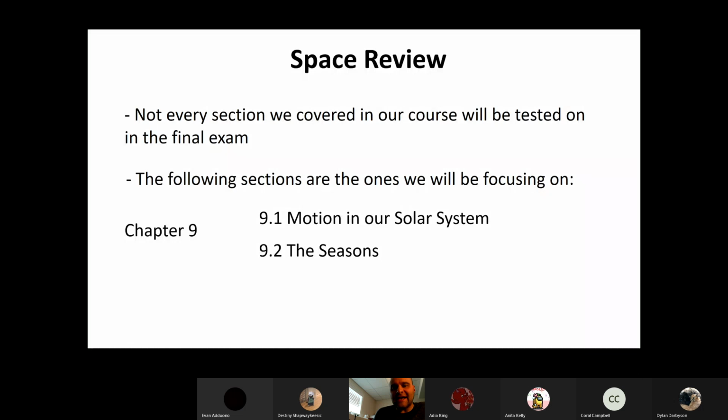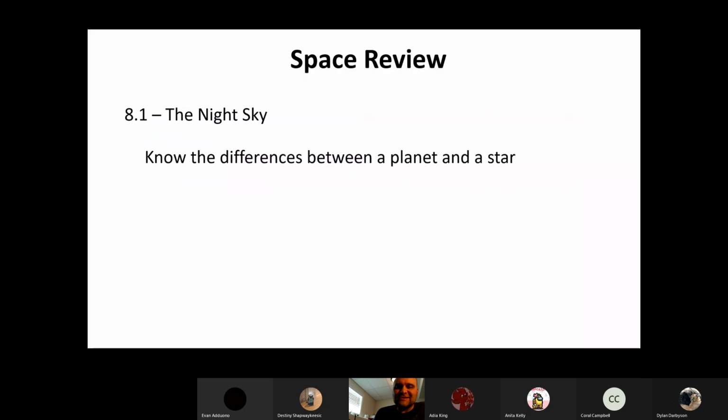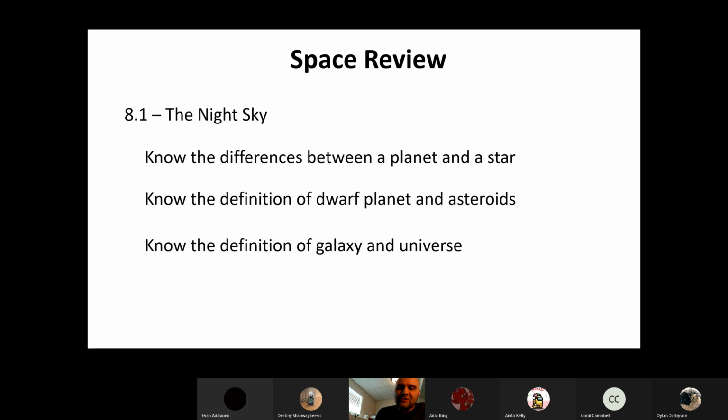So just taking a brief look at each of these sections and what we should expect. When it came to our night sky, this was really just kind of an introduction. It talked mainly about the difference between a planet and a star. Stars give off their own light. Planets reflect light. It talked a little bit about a dwarf planet in this section and what asteroids were. And one other thing it covered was the definition of the galaxy, like the solar system, the galaxy, and then the universe. So universe being everything that has ever existed. So again, mostly that section is just definitions.